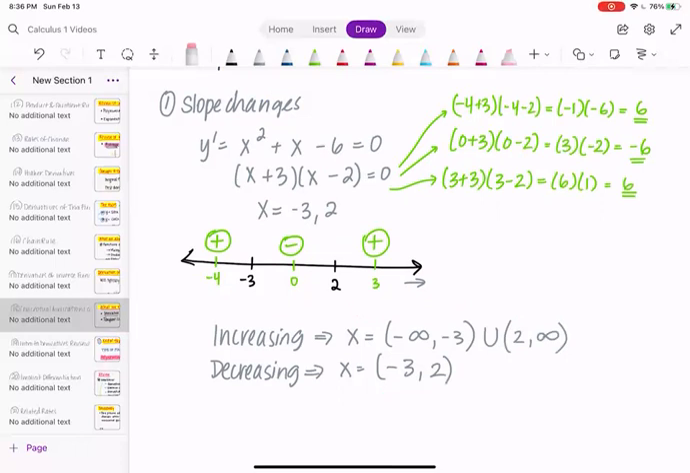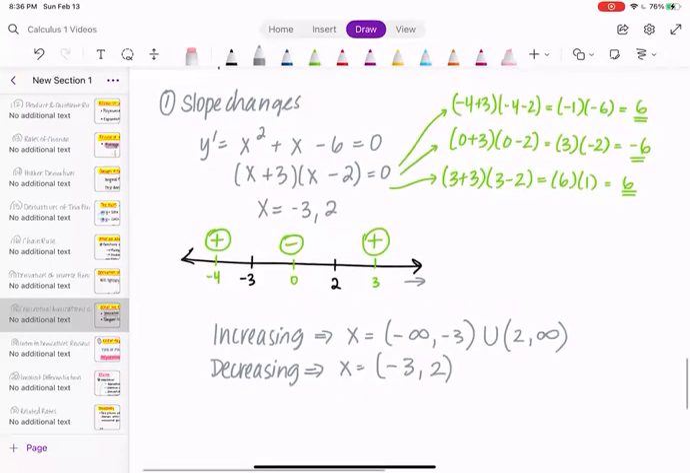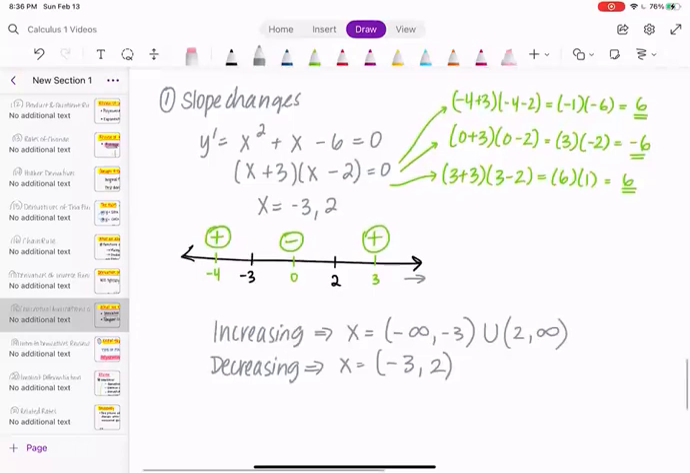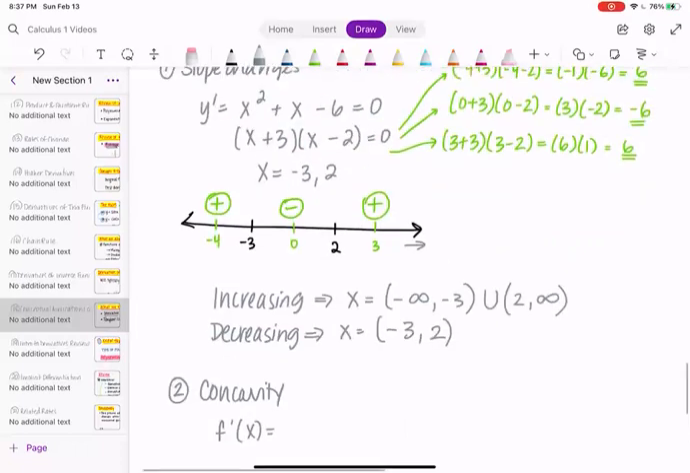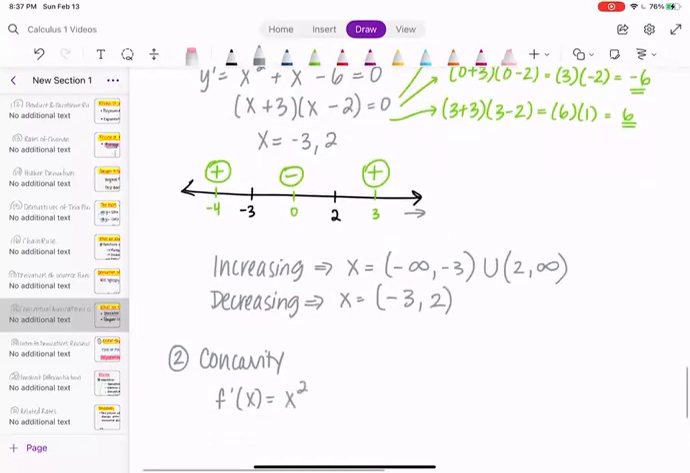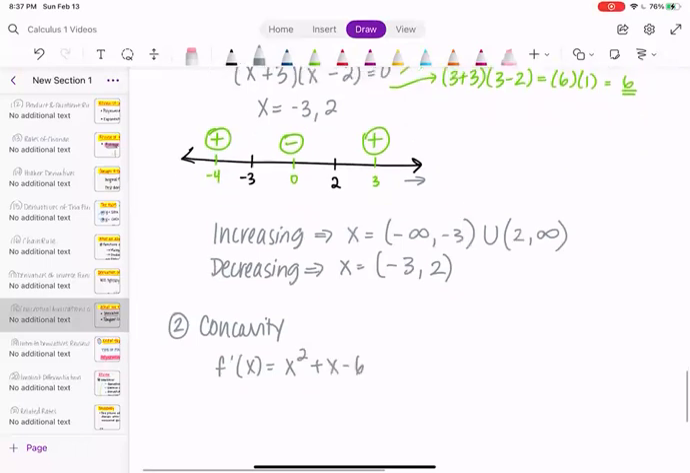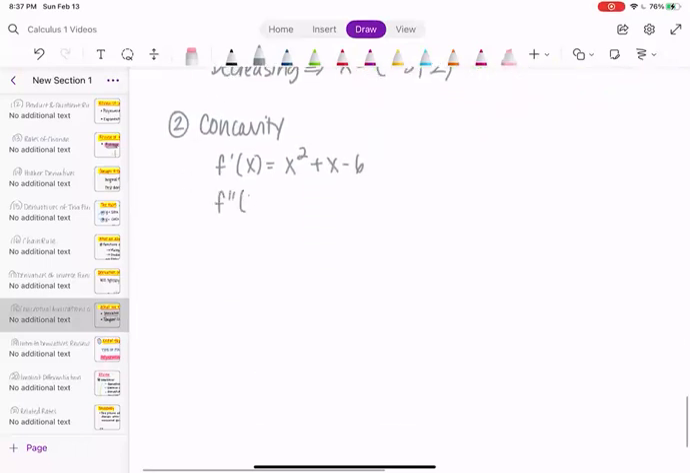So that's that. But that's not enough to draw the graph because I don't know anything about the actual shape aside from the fact that it's increasing or decreasing. So what I'm going to do now is look at concavity. And I know that my f prime of x equals x squared plus x minus 6. So I'm going to take the derivative of that again to get my f double prime. That gives me 2x plus 1. I'm going to set that equal to 0. And when I solve, I get x equals -1/2.